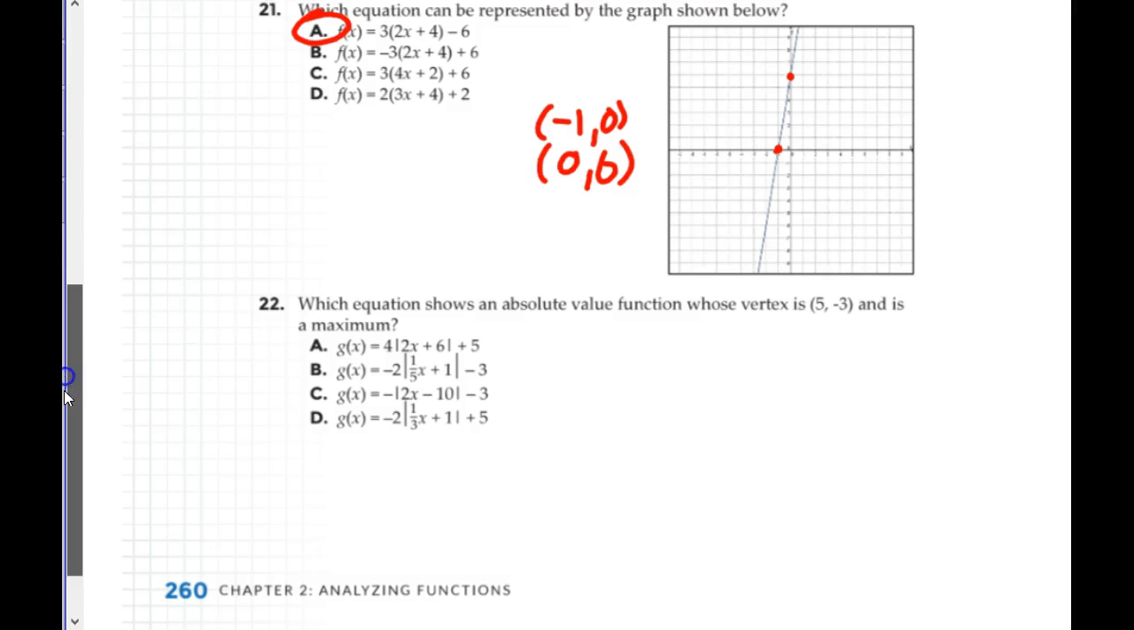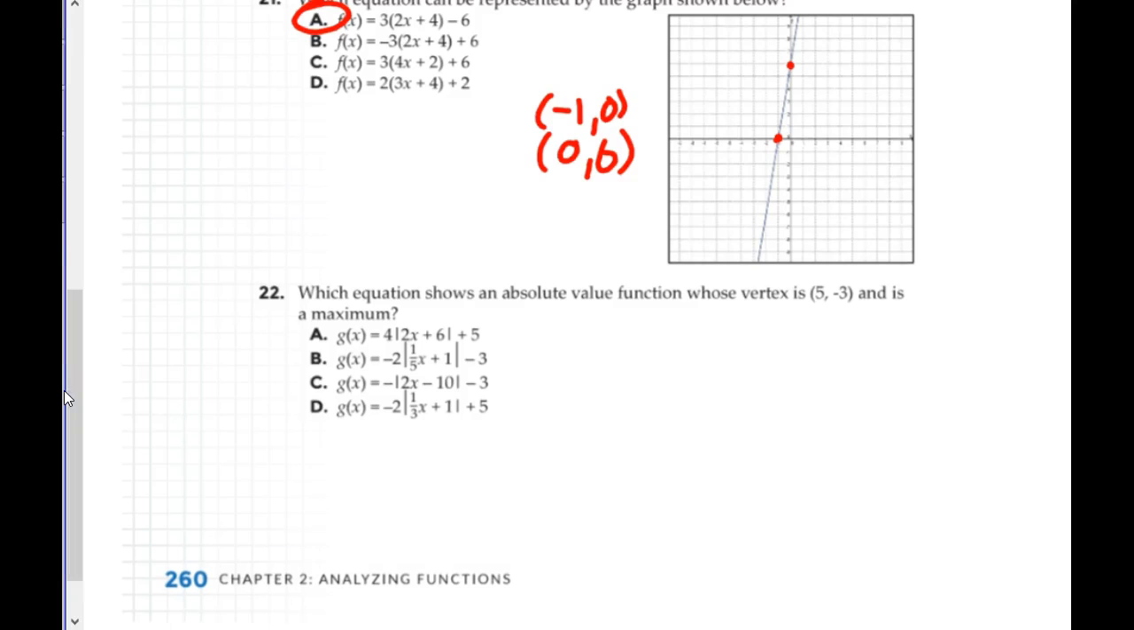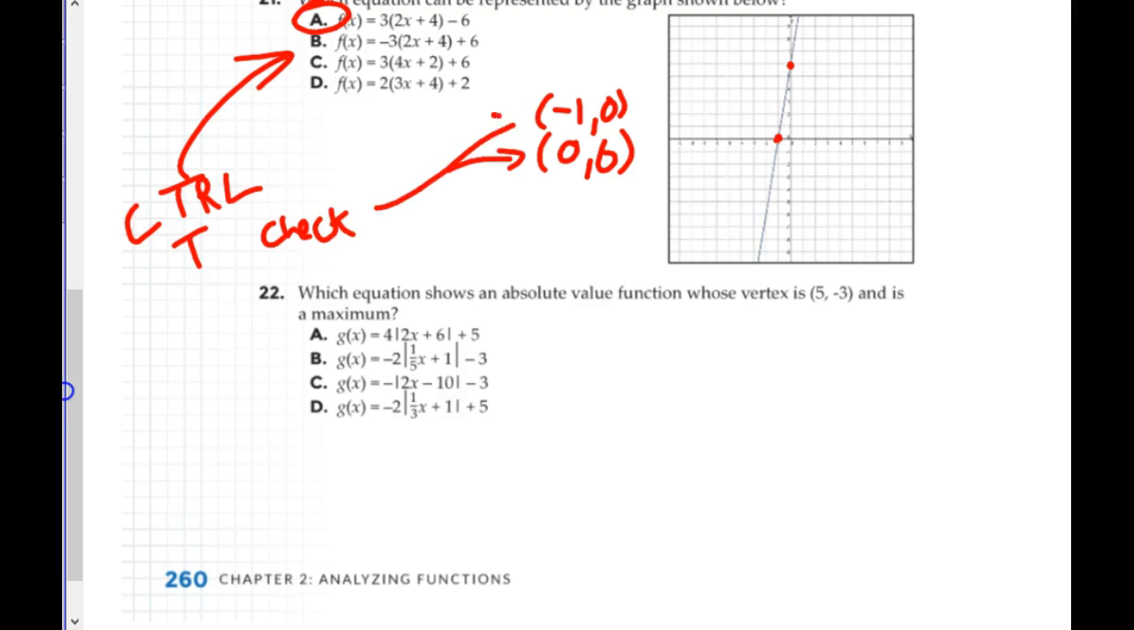Okay, number 22. Which equation shows an absolute value function? Sorry, let me put this right here. Control T, check for these points. Alright, 22. Which equation shows an absolute value function? The vertex is 5, -3. Now, remember, this is in the equation, typically. Okay.